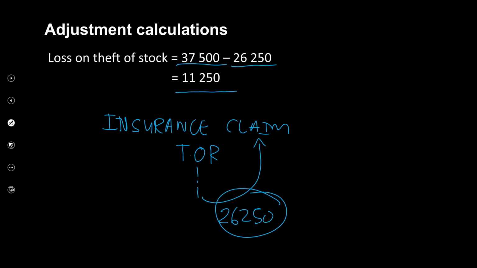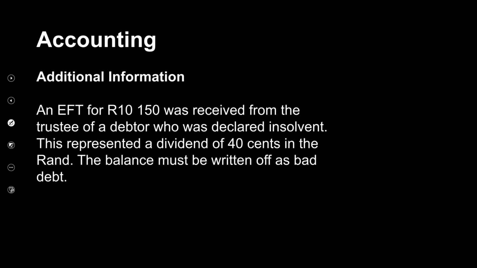Right. So in terms of my income statement, what do I have? I have a loss of 11,250 due to the theft, and therefore it will appear in my statement of comprehensive income. Right. An EFT for 10,150 was received from the trustee of a debtor who was declared insolvent. This represented a dividend of 40 cents in the rand. The balance must be written off as a bad debt.